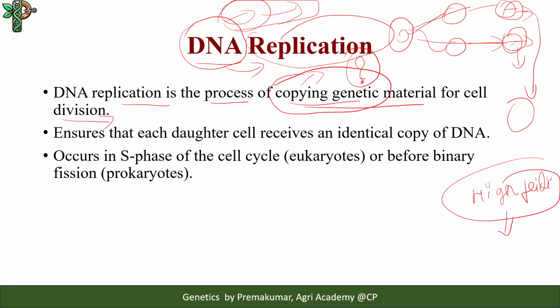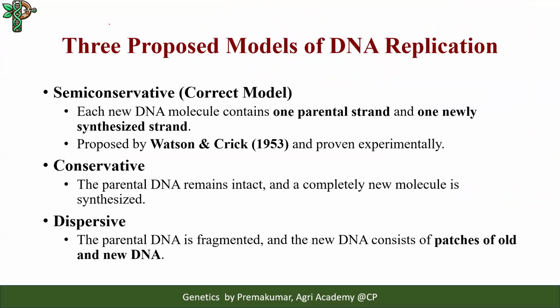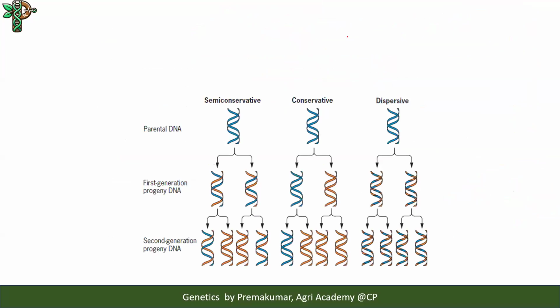Then another question comes: where does it actually occur? It occurs in the S phase of the cell cycle in eukaryotes, but it occurs during the binary fission of prokaryotes. Then there are three different models for DNA replication: the semi-conservative model, the conservative model, and the dispersive model.